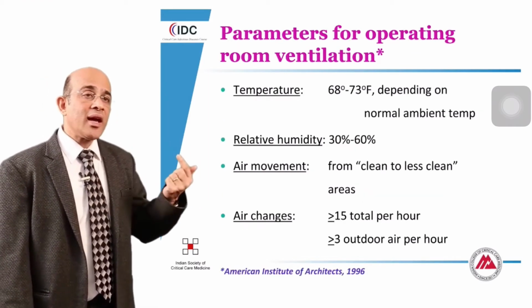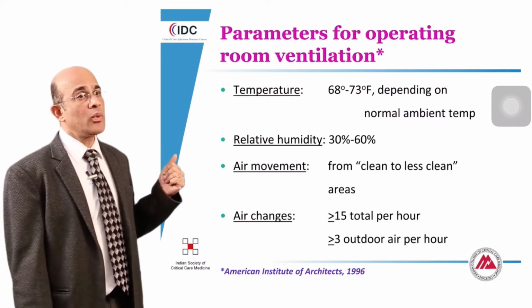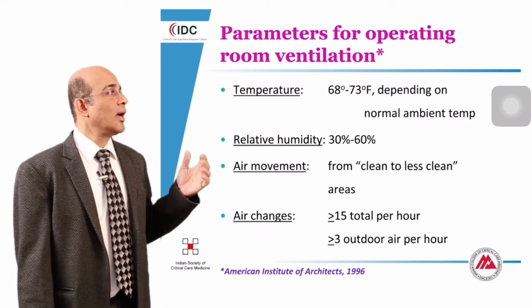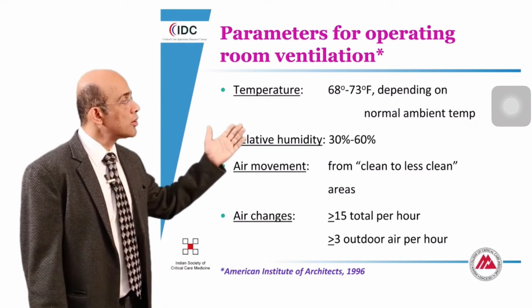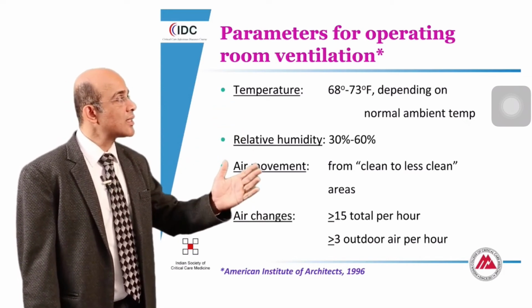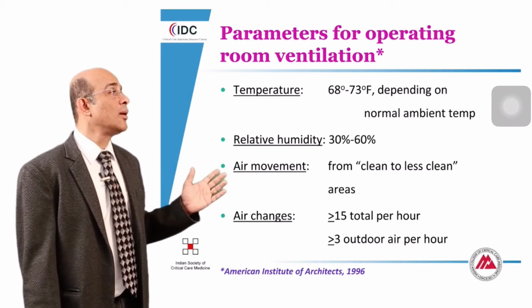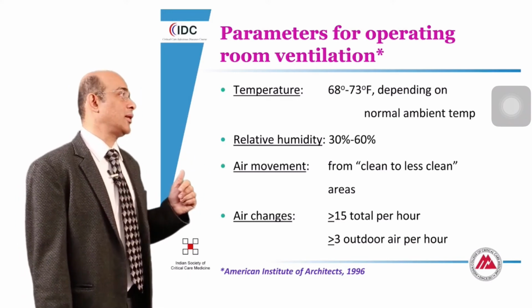The physical environment of the operation theatre is also very important. Temperature should be maintained between 68 to 73 degrees Fahrenheit, depending on the normal ambient temperature. Relative humidity should be about 30 to 60%. Air movement should always be from clean to less clean areas, and the total air exchanges in a theatre should be more than 15 per hour, preferably involving at least 3 outdoor air exchanges per hour.